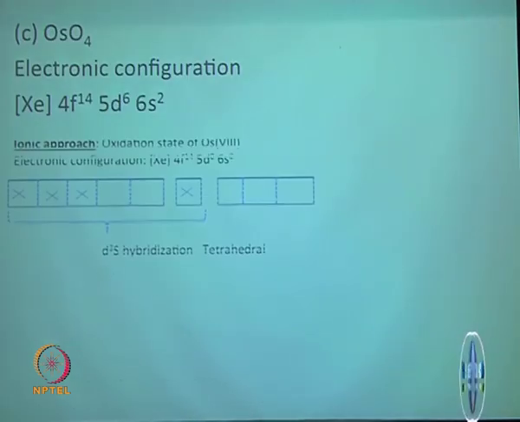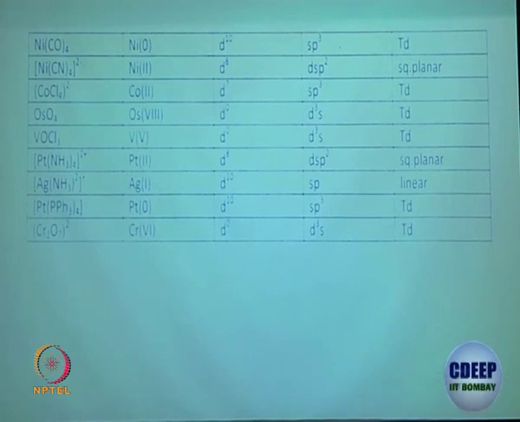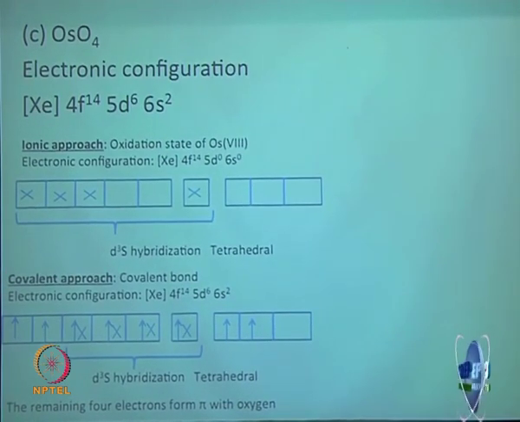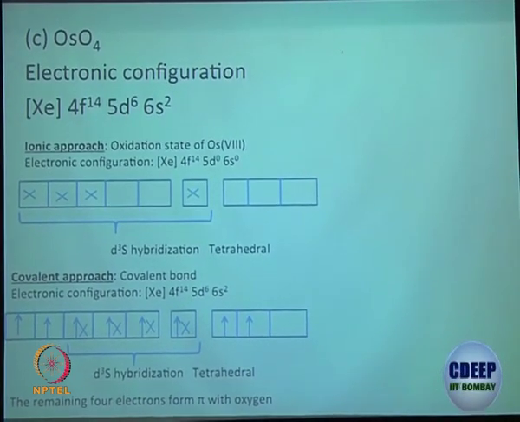All right. Now, I think I will skip this. This is the summary, what is given here. Yes, that is where, over here, OsO4, electronic configuration is going to be 4f14, 5d6, 6s2. Okay. This is a little bit difficult over here to do by VBT. Anyway, if you do it by ionic approach, osmium 8 plus, 6 plus 2, 8. So 4f14, total it is going to be d3s hybridization, and it is going to be tetrahedral.